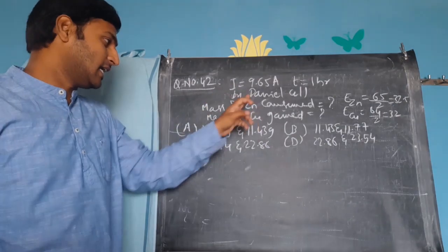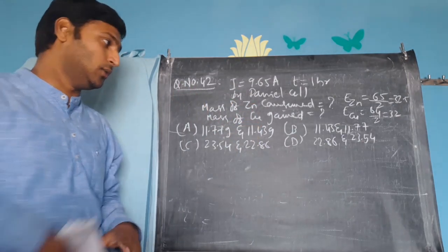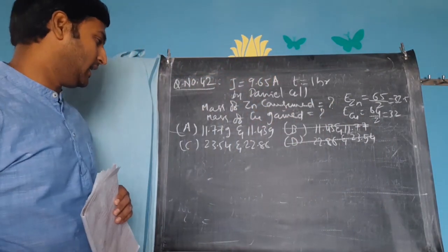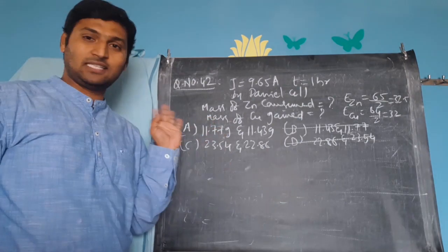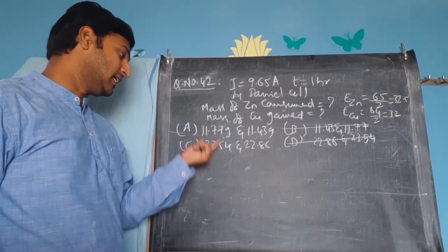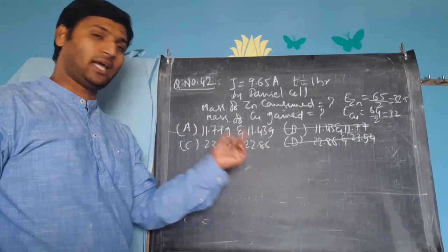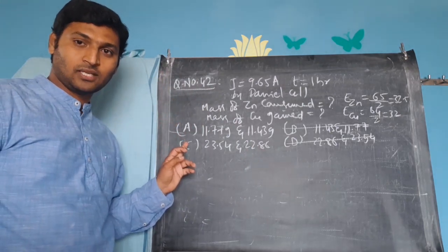He has given zinc consumed followed by copper gained. So the first value should be larger than the second value. That's why I can remove options B and D. The answer must be within options A and C because the first value should be larger than the second value. Mass of zinc loss must be larger than mass of copper gained. That is one aspect. So our answer is in A and C only.